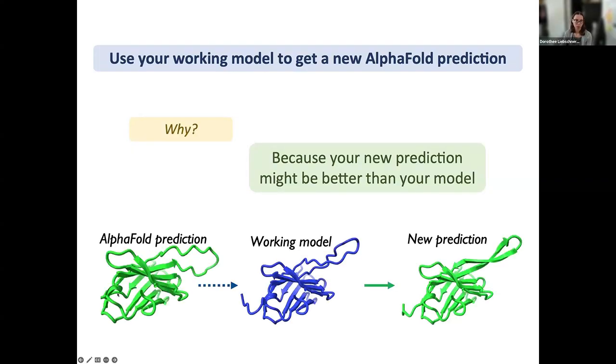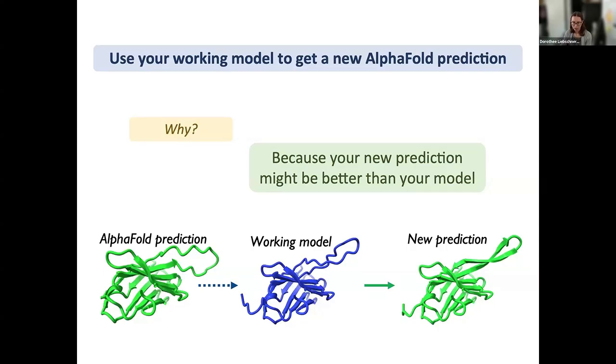So for example, you have an AlphaFold prediction, you dock it, you refine it, you get a better model, you get this one. And then you can use this working model as a template in an AlphaFold prediction and get a new prediction that's maybe better. So here we go through this one by one.